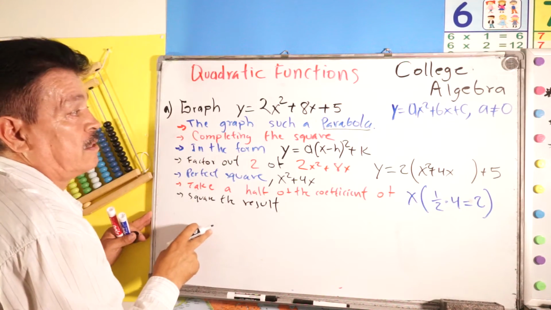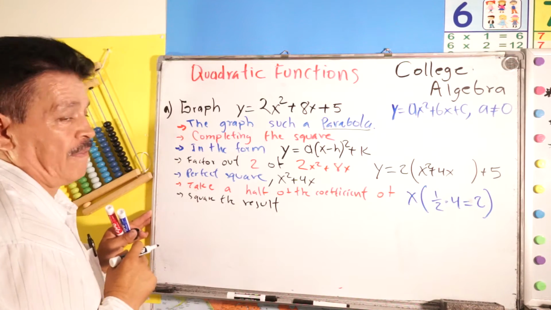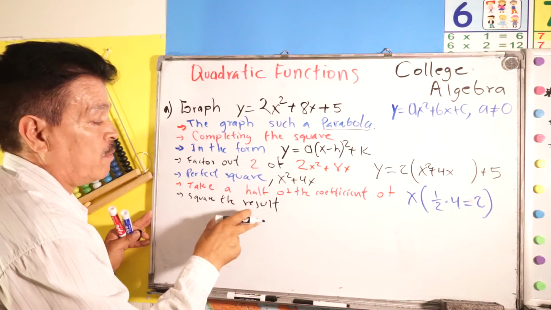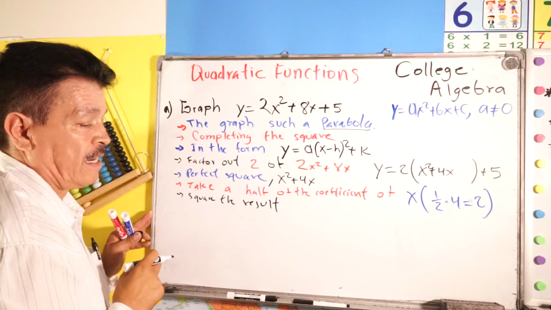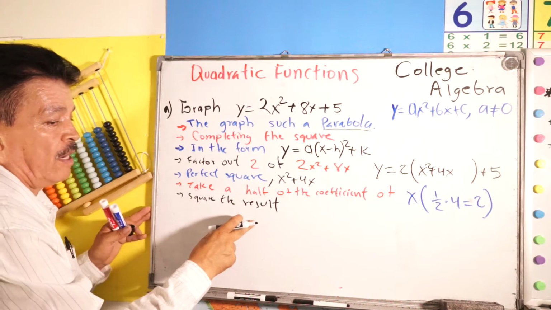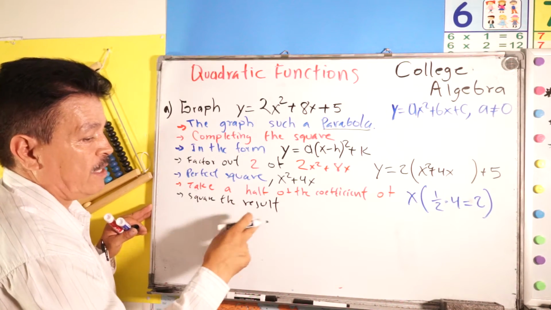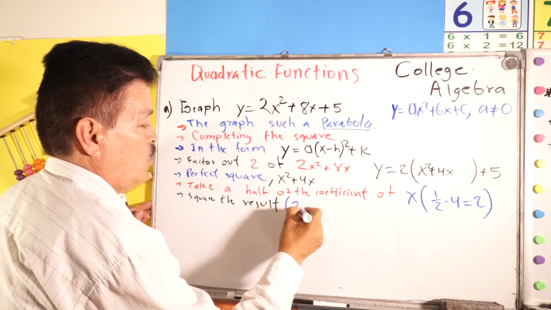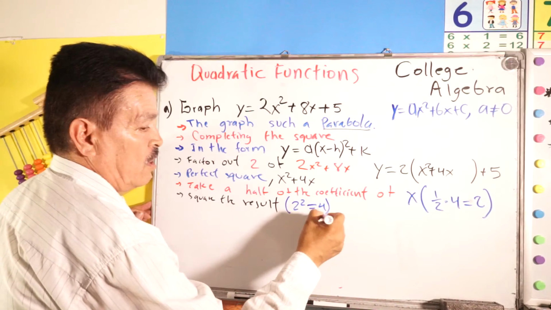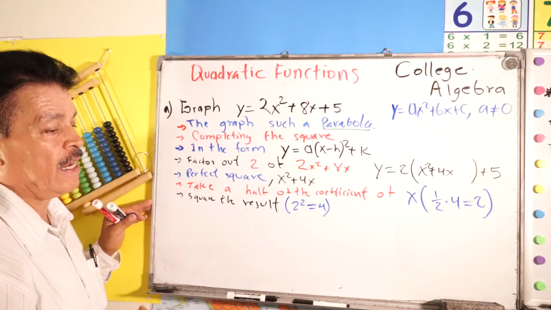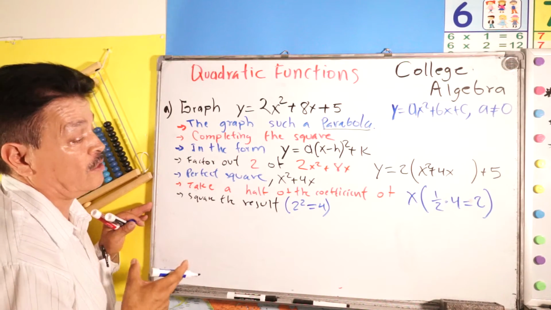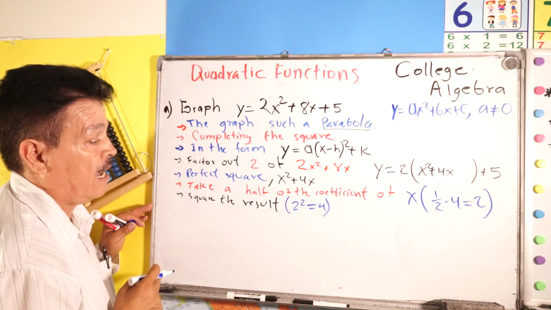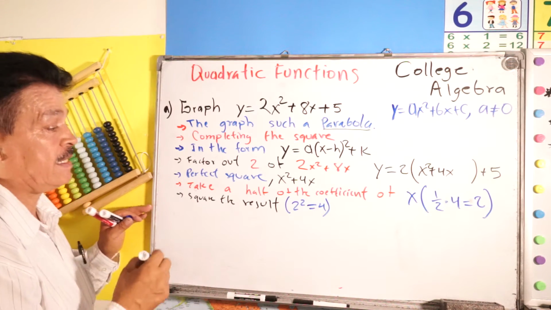Where is the data that we need to make the graph? Some data. So right now, square the result. In this case, 2 to the second power equals 4, right?